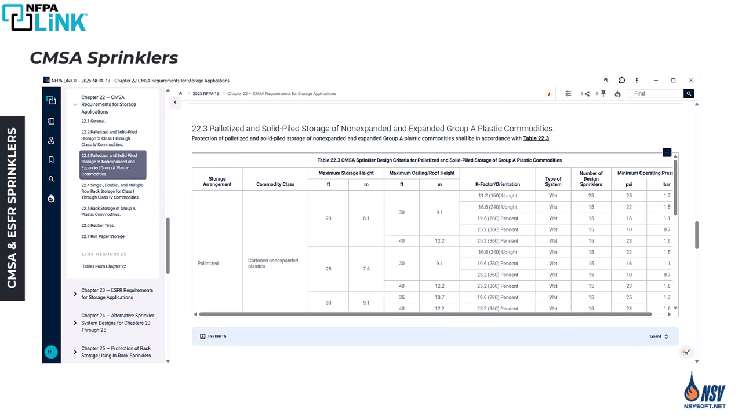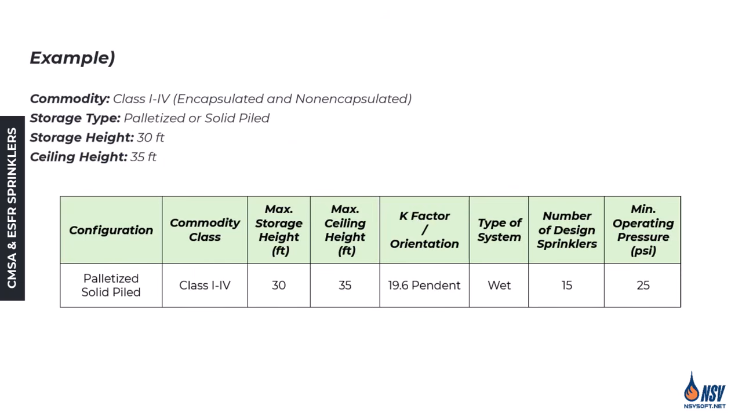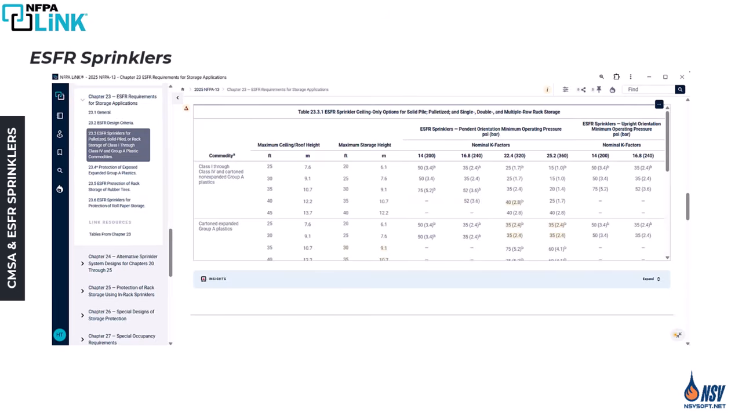In these tables, although the design criteria for different commodity classes are listed in separate rows, the actual values are sometimes identical. For example, the design criteria for Class 1, 2, 3, and 4 commodities in palletized or solid-piled storage with a storage height of 30 feet and a ceiling height of 35 feet are exactly the same when using K19.6 sprinklers. For ESFR sprinklers, Table 23.3.1 outlines the design criteria.